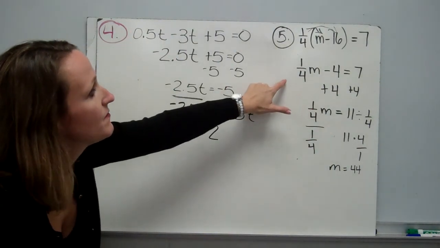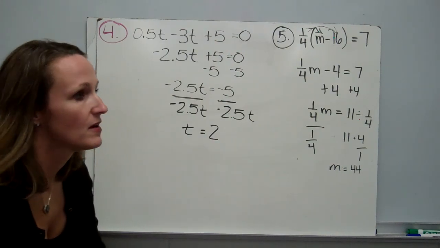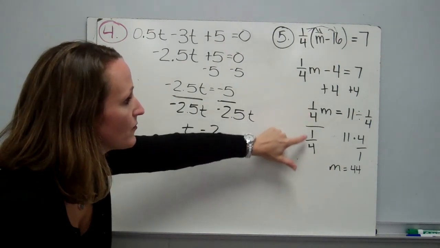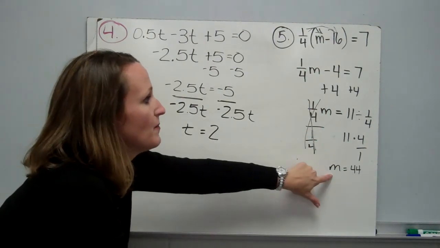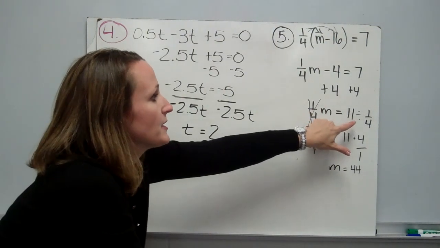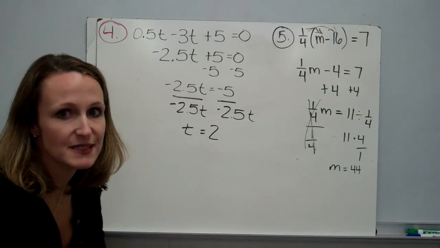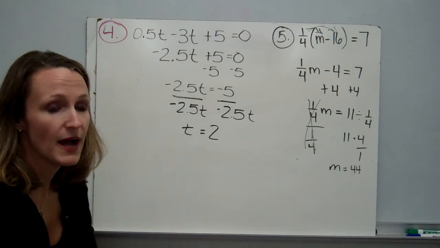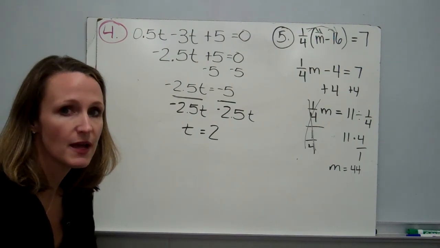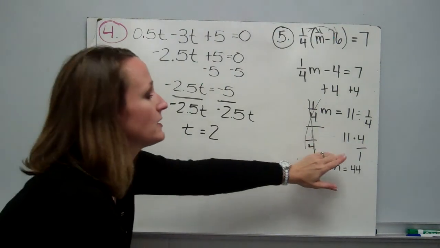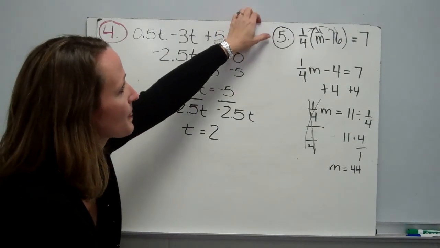So now I'm going to divide by 1/4 on both sides to get m all by itself. 1/4 divided by 1/4 here, these will cancel out, leaving us with m. Now over here I'm going to divide by 1/4, but remember, when you divide by a fraction, it's the same as multiplying by its reciprocal. So dividing by 1/4 is the same as multiplying by 4. So what I'm really going to do is 11 times 4 and get m equals 44.